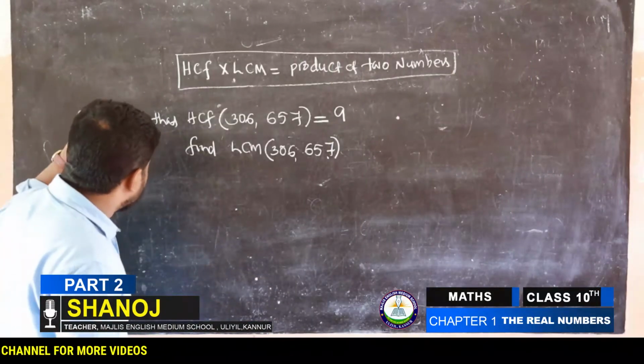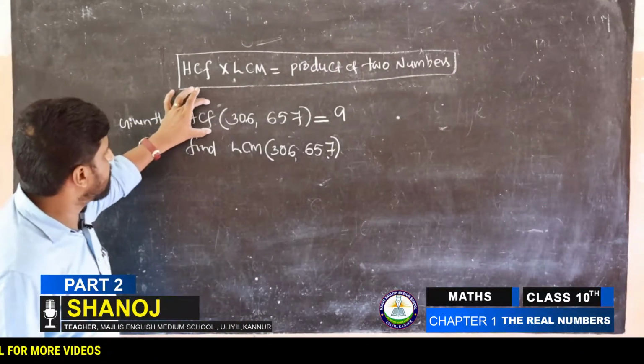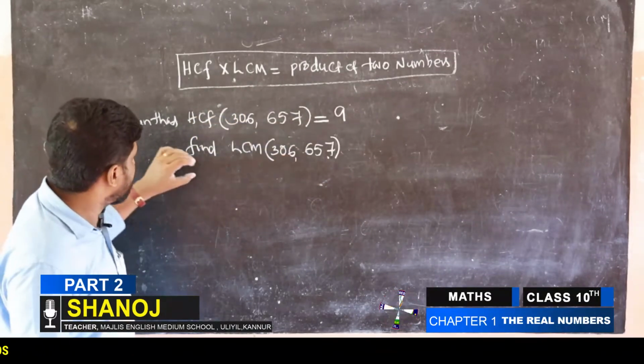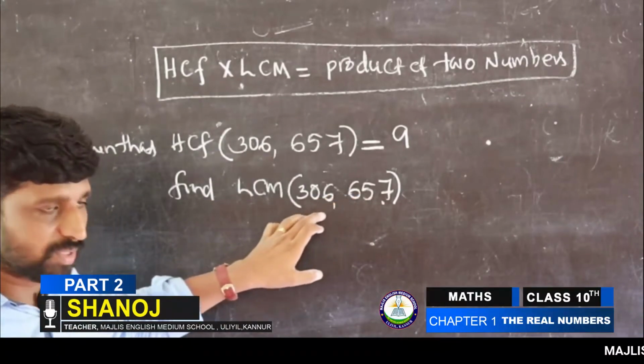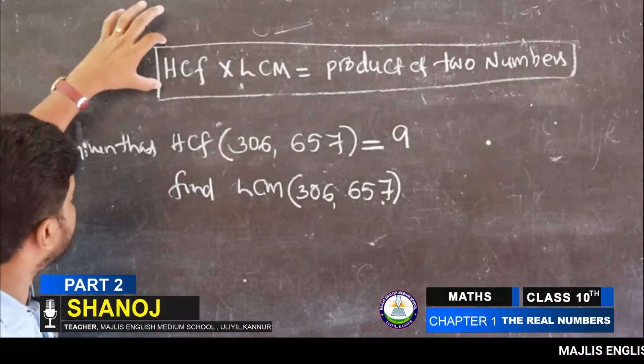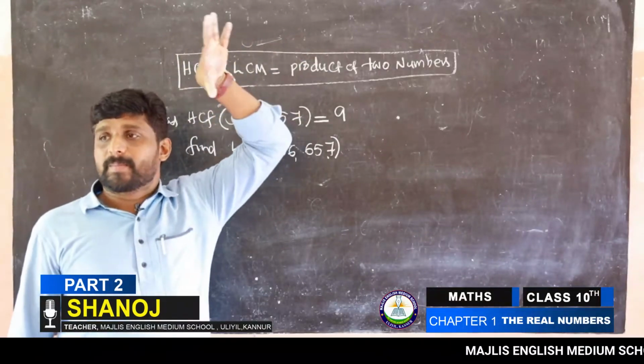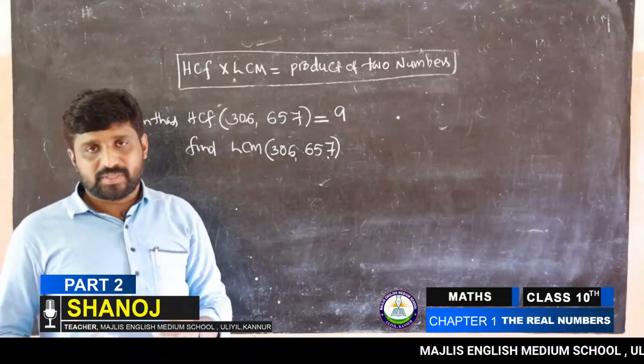The next question is given like this. Given that HCF of 306 and 657 is given here 9. We need to find out LCM of these two numbers. Don't need to do it directly. One of the equations we already know is like this: HCF into LCM equal to product of numbers. By using that, we can find out the answer.